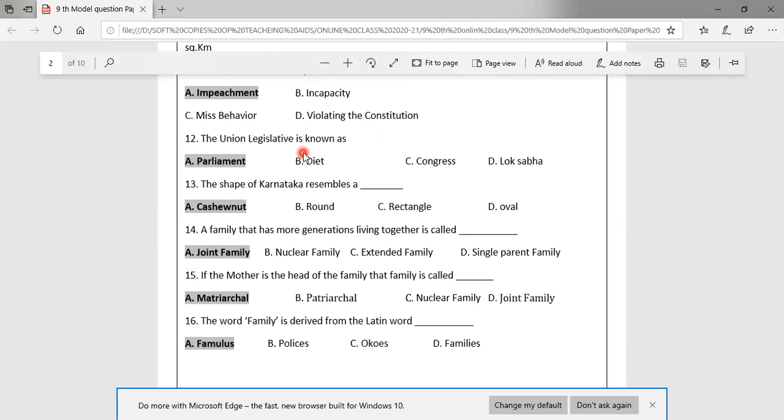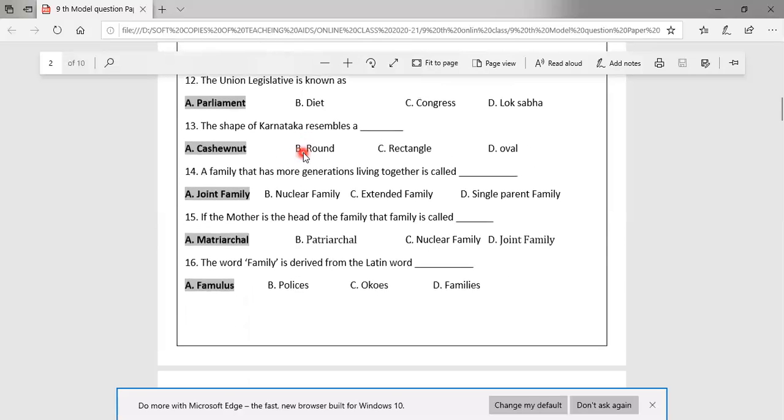The 14th question is, a family that has more generations living together is called dash. Option A, joint family. Option B, nuclear family. Option C, extended family. Option D, single parent family. Option A, joint family is the right answer.